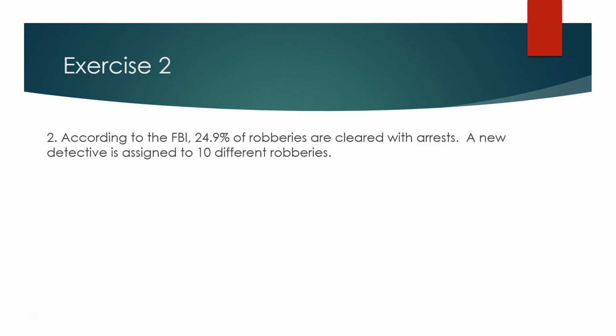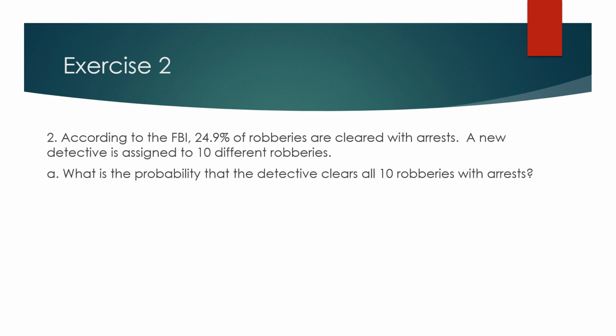So according to the FBI, 24.9% of robberies are cleared with arrests. This is the same information that we saw in a previous topic. A new detective is assigned to 10 different robberies. What is the probability that the detective clears all 10 robberies with arrests? This is already an all situation. We don't need to worry about anything with the complement at all. We can find this probability in a straightforward manner.